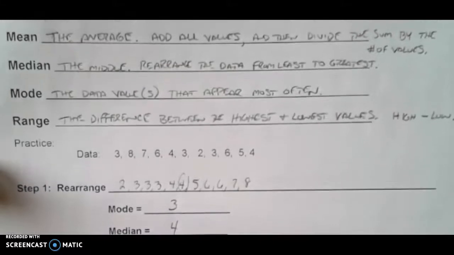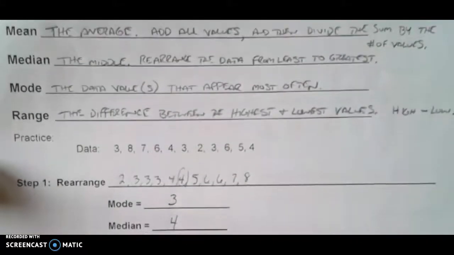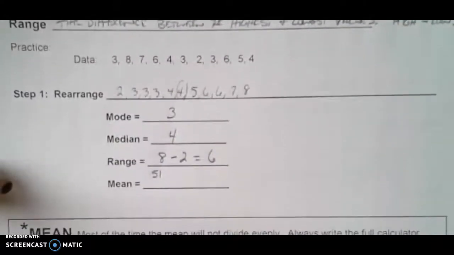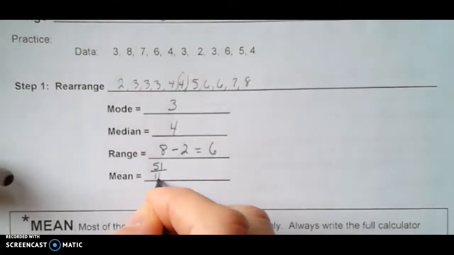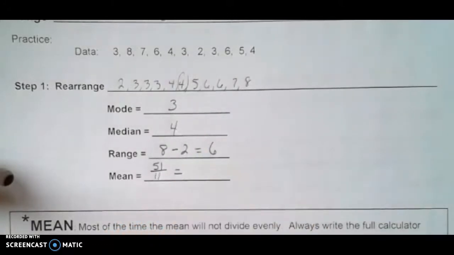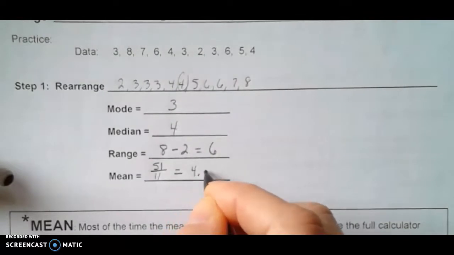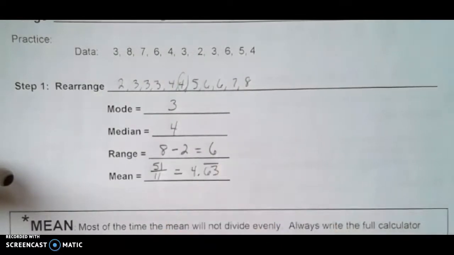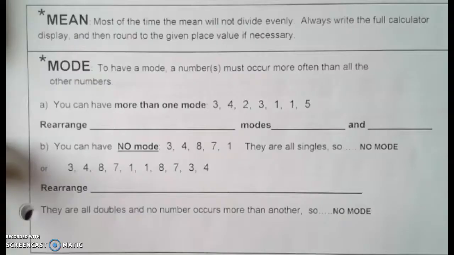And then I said divide by the number of values. And we counted them before. We know that there are 11 values in the list. So I'm going to do 51 divided by 11. And when I punch that into my calculator, that's going to give me an answer of 4.63 repeated. Okay, and I'm not going to round unless they tell me to round. So I'm going to keep this number here of 4.63 repeated.